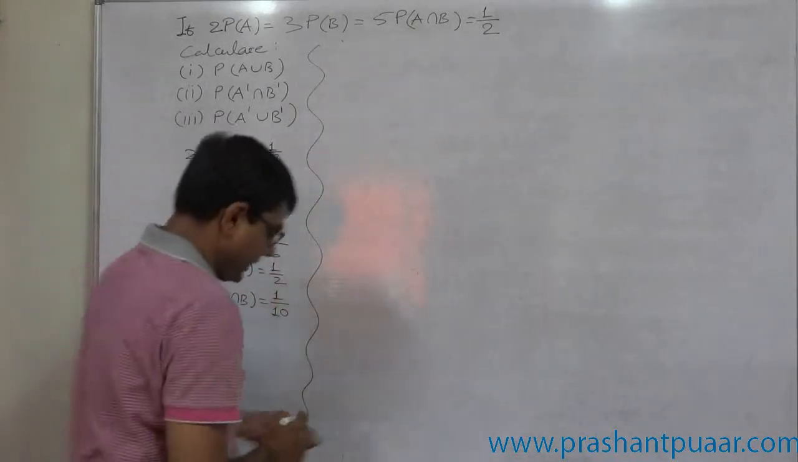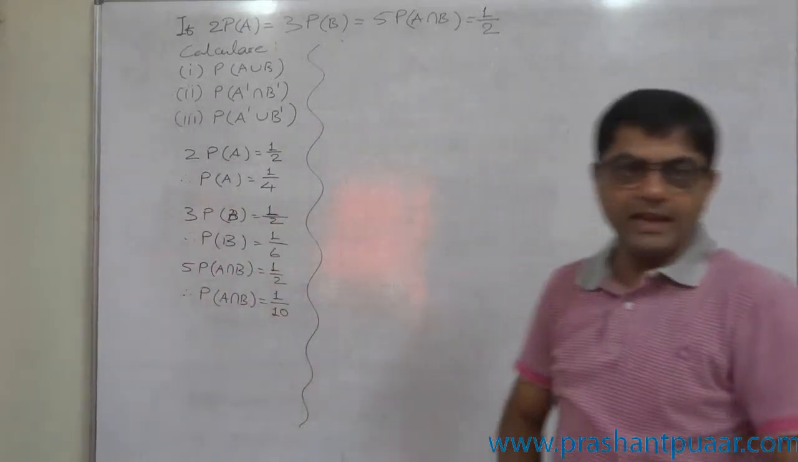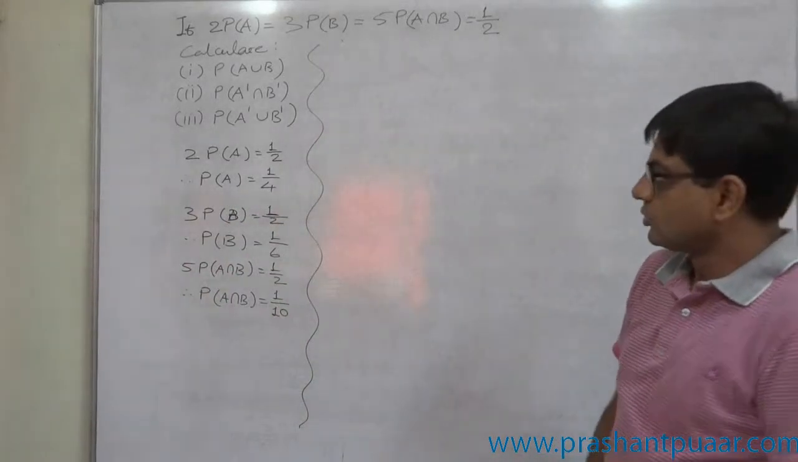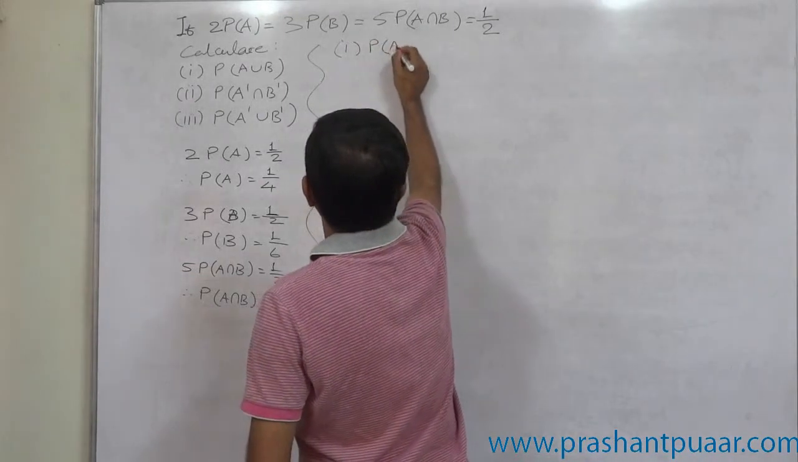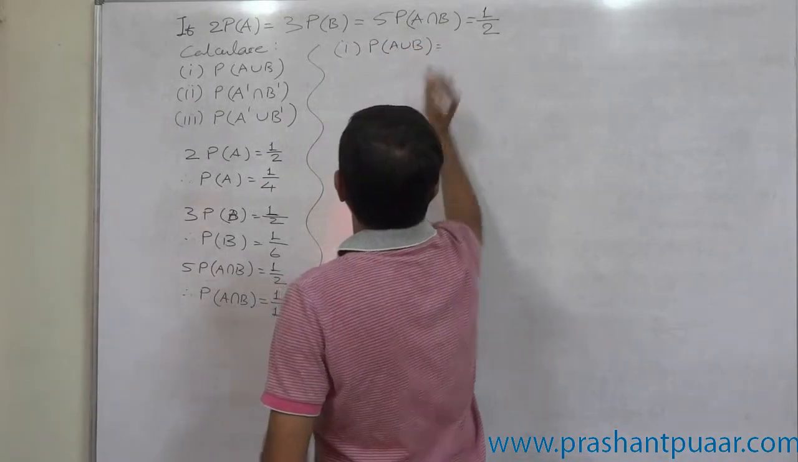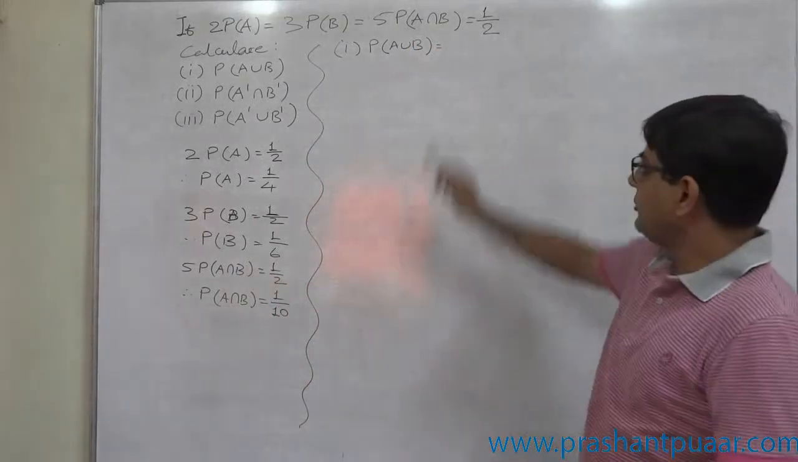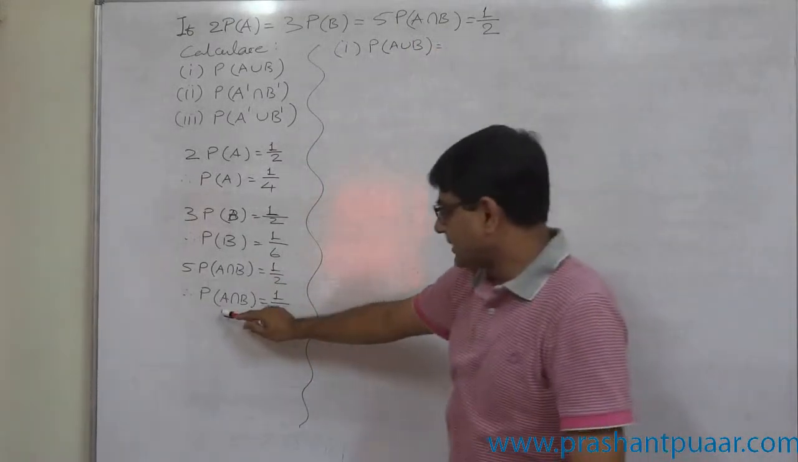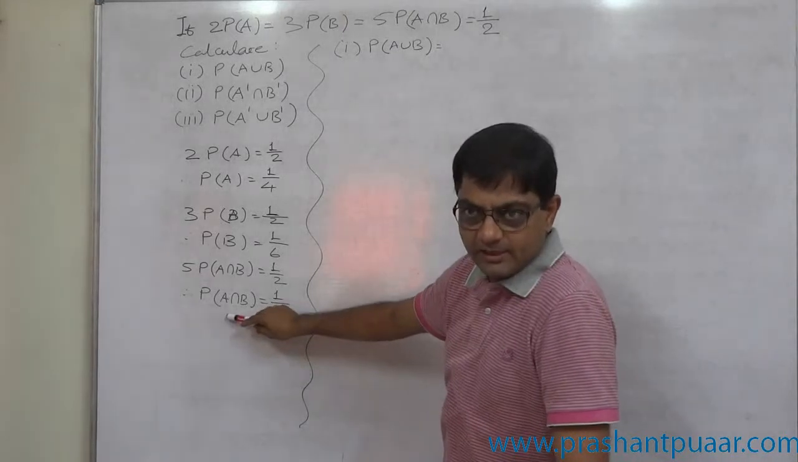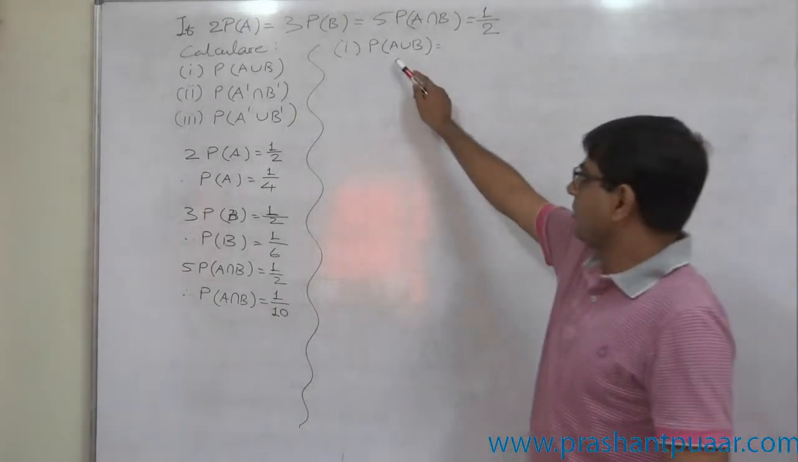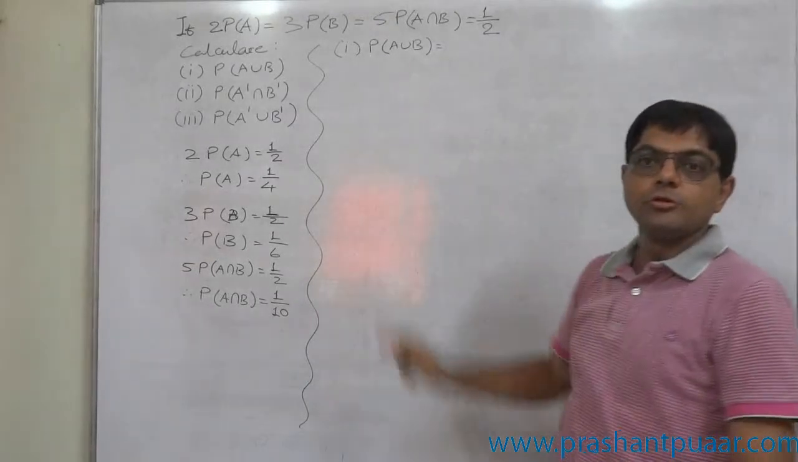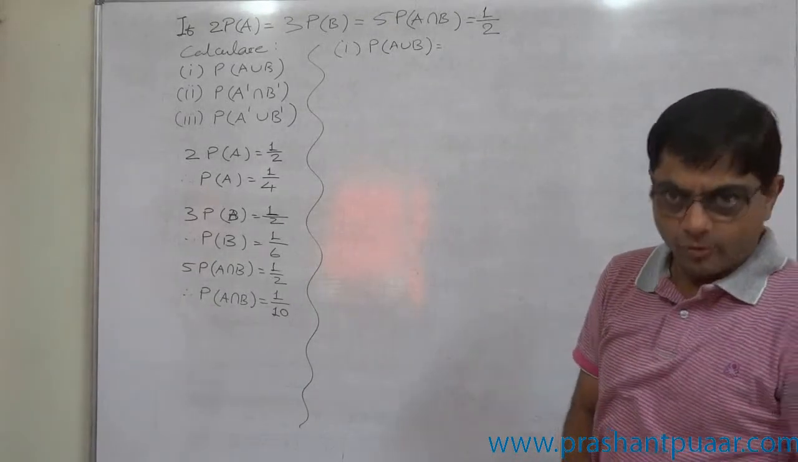Now we have P(A), P(B) as well as P(A∩B). So we can calculate P(A∪B). P(A∩B) is possible. That means A and B are not mutually exclusive events. So to calculate P(A∪B), we have to use the general law of addition of probabilities.